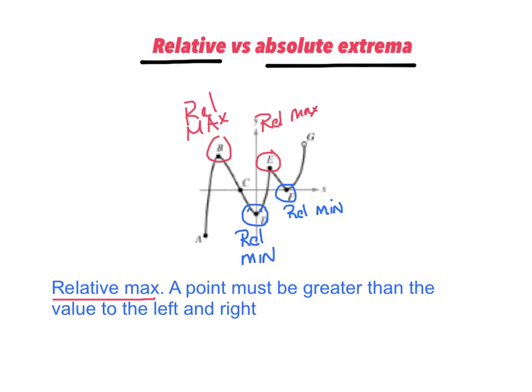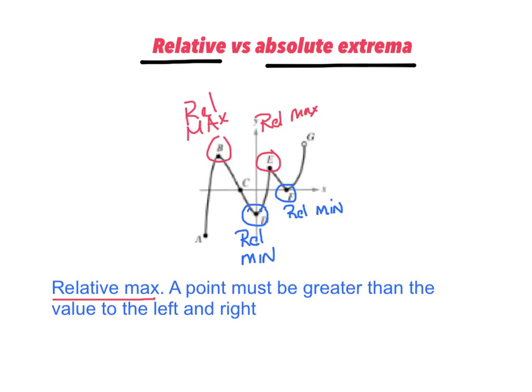Now you might be thinking that's pretty obvious. That's probably what you've talked about your whole math career, maxes and mins. But I just want to be clear. Point A cannot be a relative min, because by definition it would have to be smaller than to the left and to the right. Well, it's clearly smaller on the right, but is there anybody on the left? No. So A could not be considered a relative min. It has to have somebody on the left and the right to be relative.